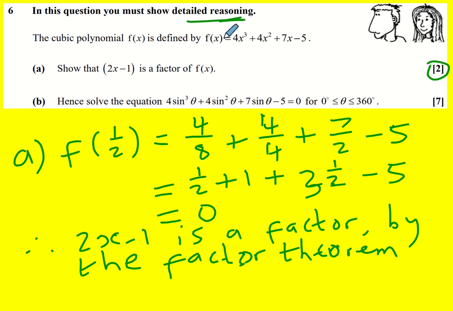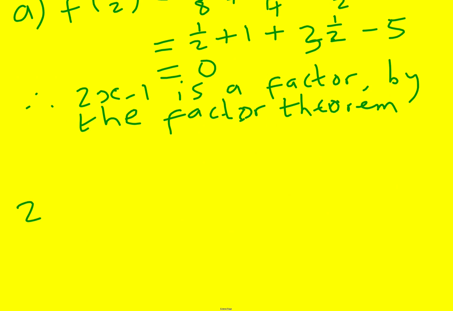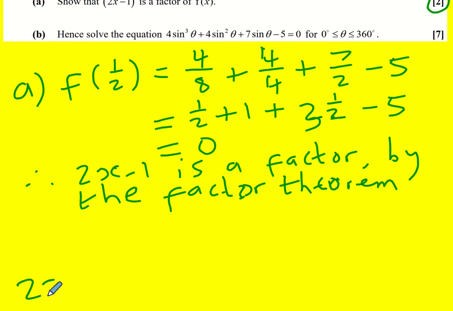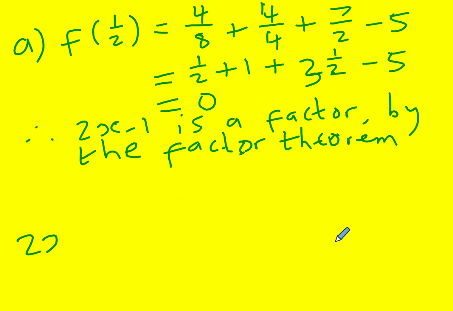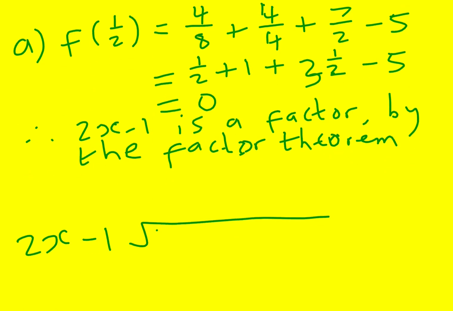What's going on? But if we look at it, we see they're very similar equations. So we're essentially solving this cubic, but with a substitution. So I think a good idea is to just sort out the cubic before we deal with the sine bit of it. So I'm going to divide. I'm going to do 2x minus 1 into 4x cubed plus 4x squared plus 7x minus 5.